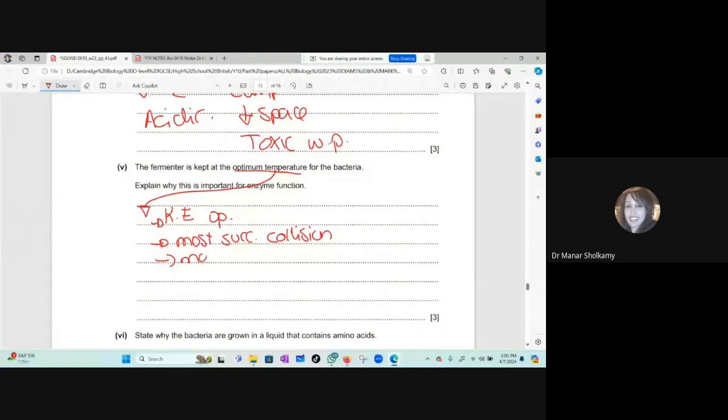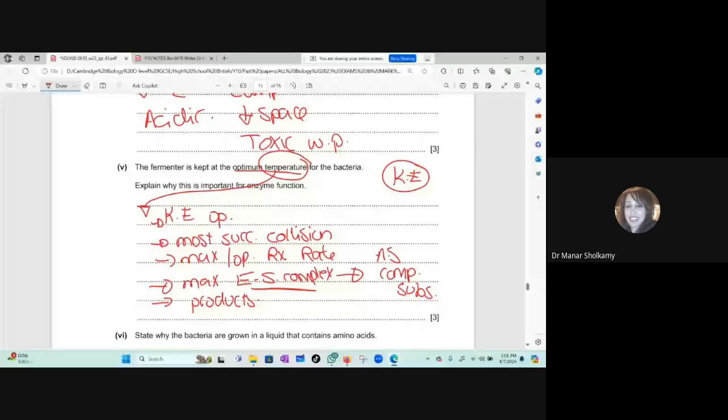So that I have maximum or optimum reaction rate and maximum production of what? What's the keyword that we always use here with enzymes? Enzyme substrate complex. Excellent. Enzyme substrate complex and maximum production of products. Always use all the keywords here. The moment you see temperature and enzymes in one question, always mention kinetic energy, but never mention kinetic energy when you discuss pH and enzymes.